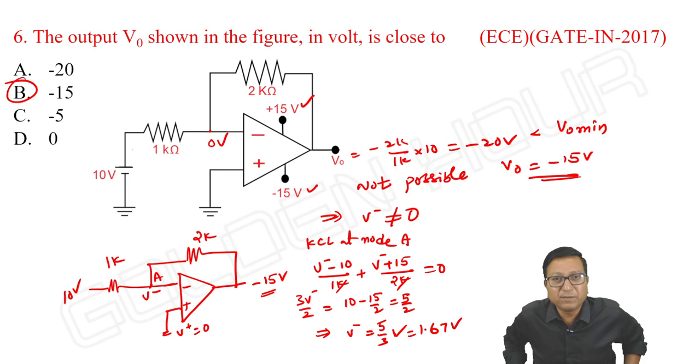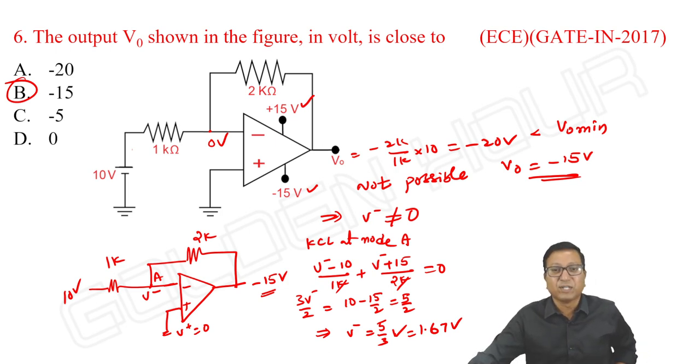Okay, it's not like any input of your choice can be applicable. You can apply virtual short as long as the output is not reaching its extreme values. We know that.